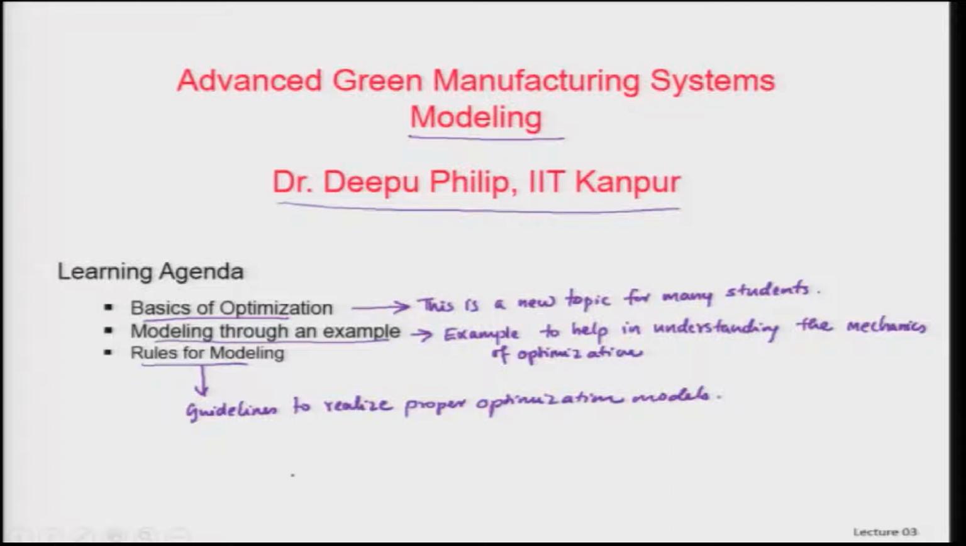We study the basics of optimization, we work out an example, and then from there we derive the rules for modeling. So let's talk about the overview of optimization. What is optimization and what are the major aspects of optimization? The simple, or working, definition in this regard is very simple.